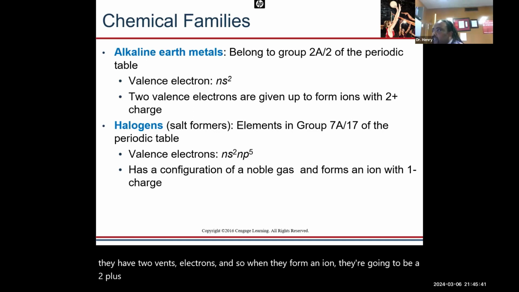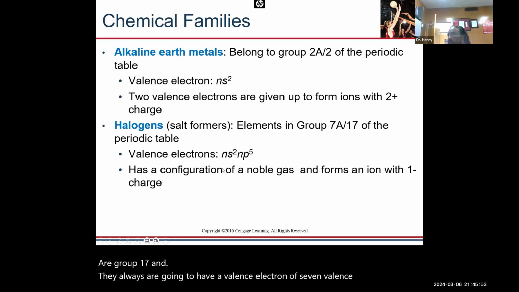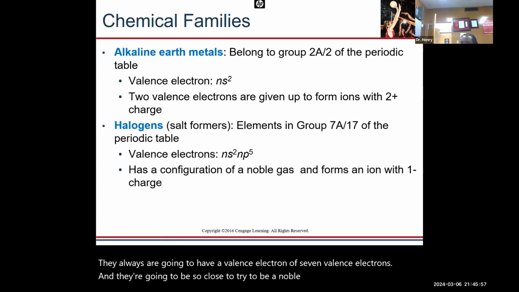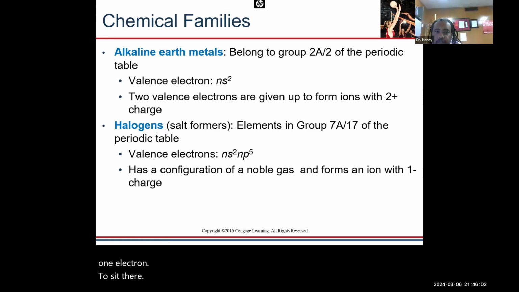Halogens are group 17, and they always have 7 valence electrons. They're so close to being a noble gas that they only need that 1 electron to get to stability. And so in that case, they're going to look just like the noble gases when they get that 1 electron.